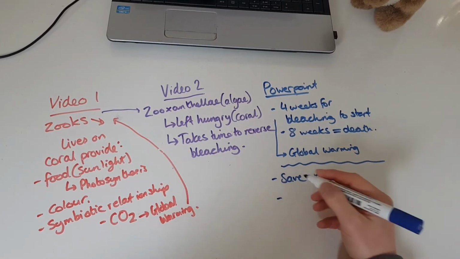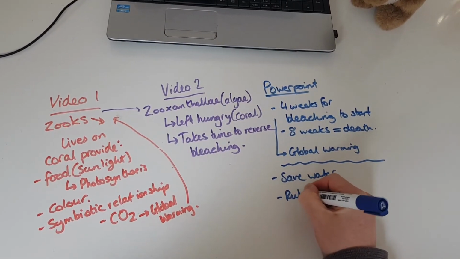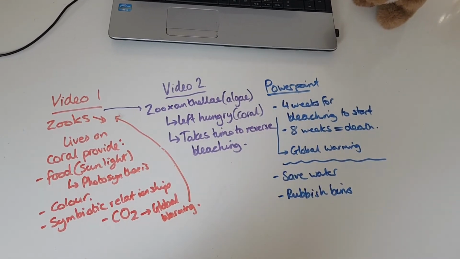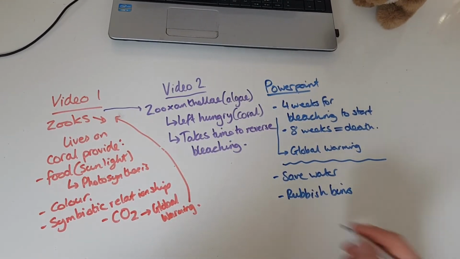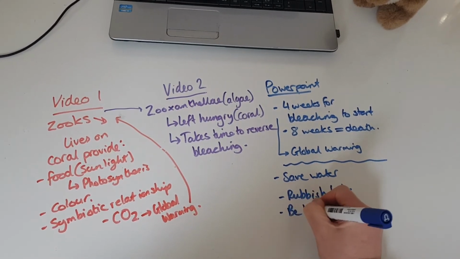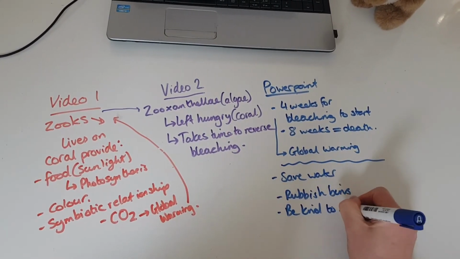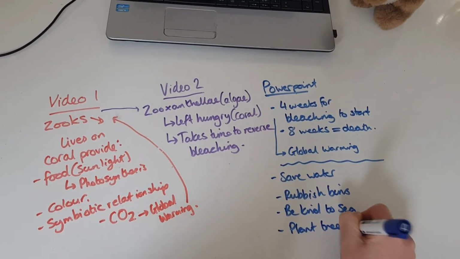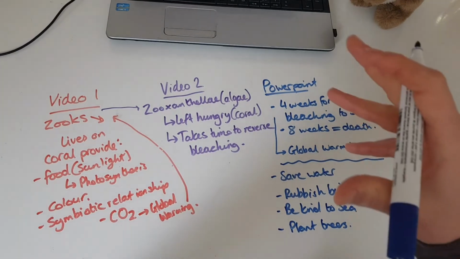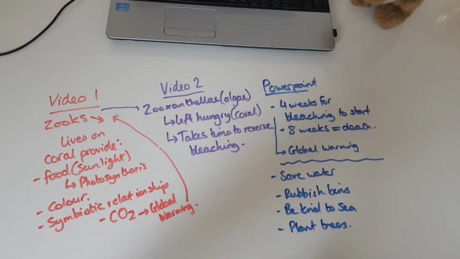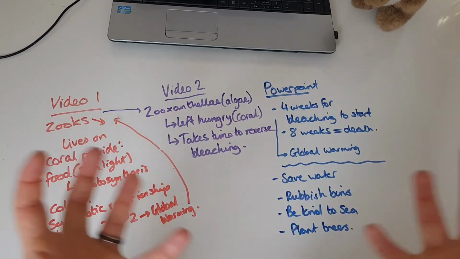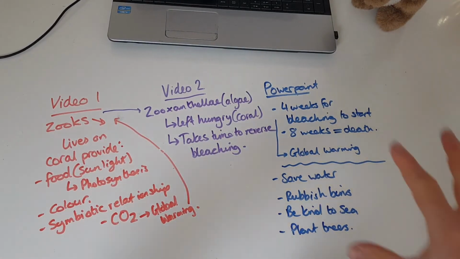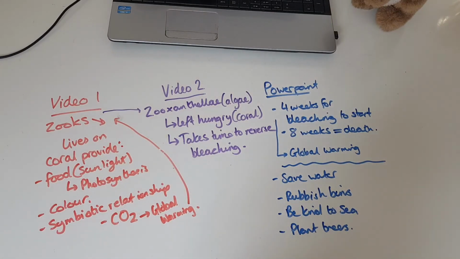So there was save water, there was rubbish in bins, so then it doesn't end up in oceans. That's a big one as well, isn't it? They also had something about just being kind to the sea, which was nice. Be kind to sea. And also plant trees. That was a good one, wasn't it? About planting trees, because they said something about stopping the water runoff into the oceans, and so it soaks up the water runoff instead of going straight into the oceans and polluting the ocean. So there's quite a few points on there then to raise.